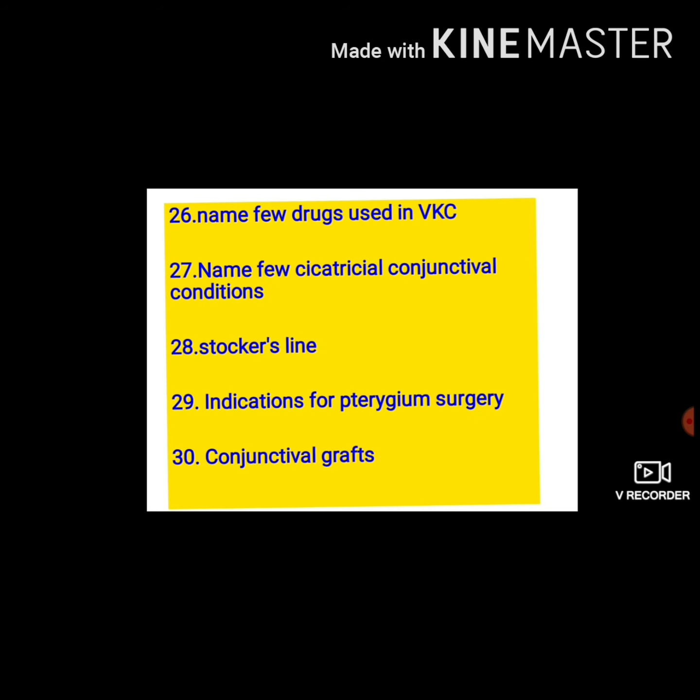So the next question can be, name few drugs used in vernal keratoconjunctivitis. These can be topical steroids, mast cell stabilizer, that is sodium cromoglycate, dual action antihistamine and mast cell stabilizer, that is azelastine, olopatadine, ketotifen. In severe cases, topical cyclosporine, that is 0.5 to 1%, or tacrolimus 0.03% can be used along with the lubricating eye drops. If the itching is very severe, even the systemic antihistamines can be used.